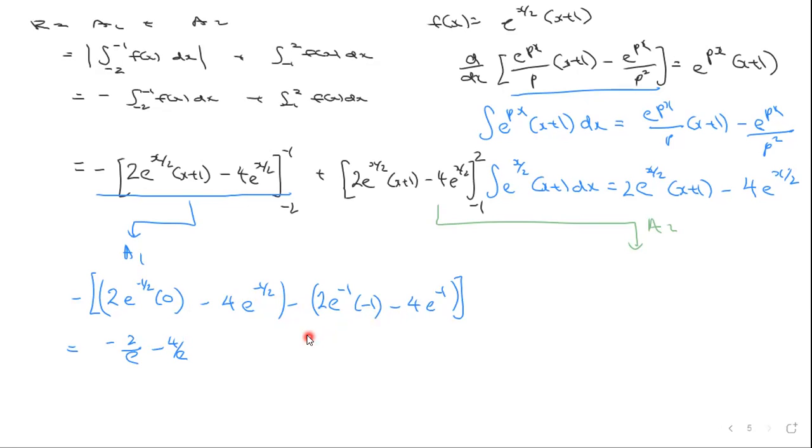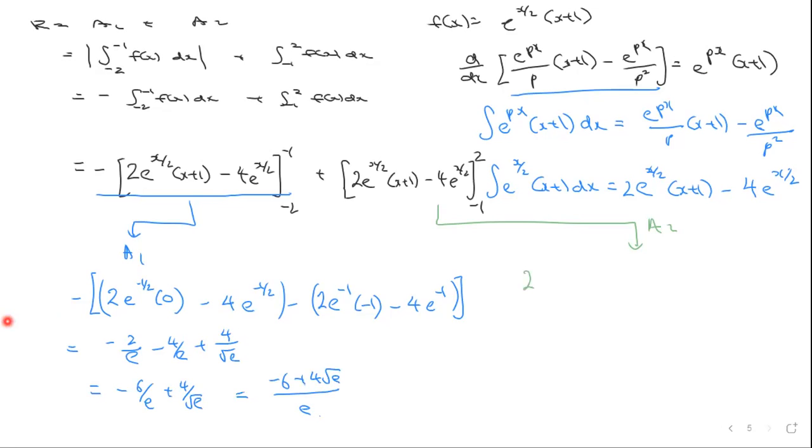And then you're going to have negative of this. Well, that's just 0. So we've got negative of negative is plus 4 over root e. Okay, so that's going to be negative 6 over e plus 4 over root e. And we may want to write that all over e for now. So that's going to be negative 6 plus 4 root e over e. That's area 1.